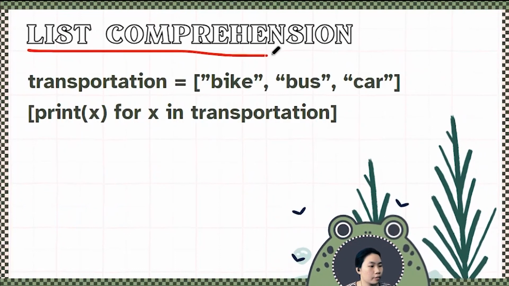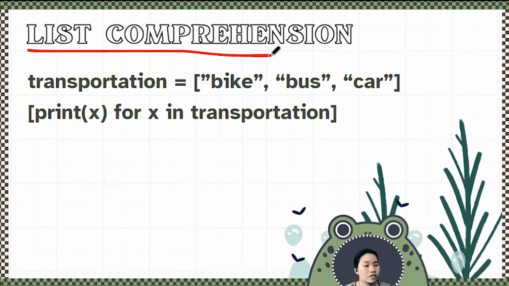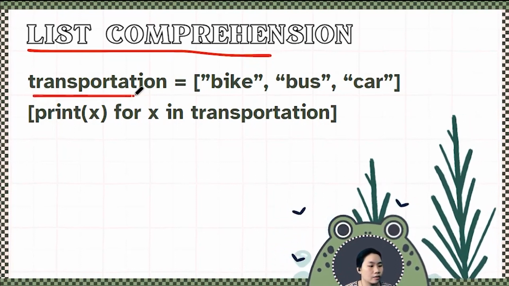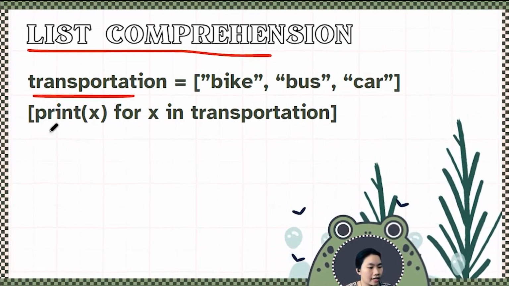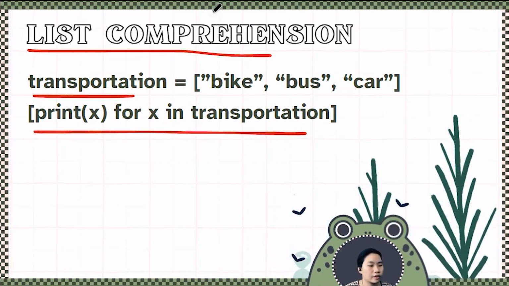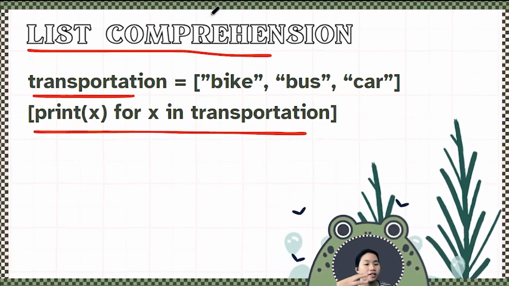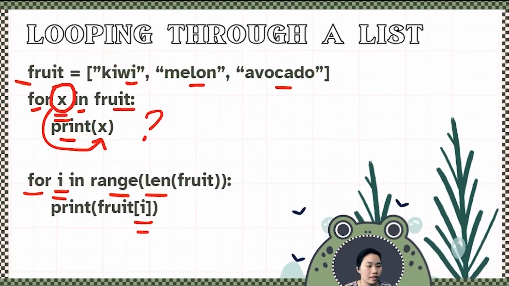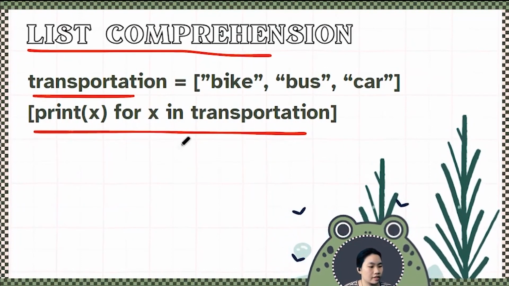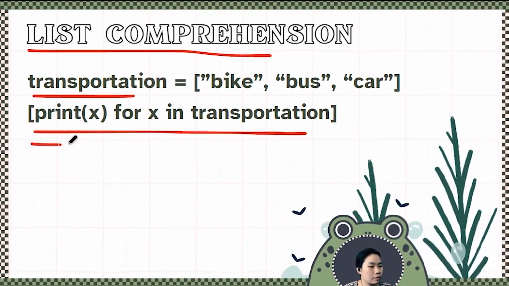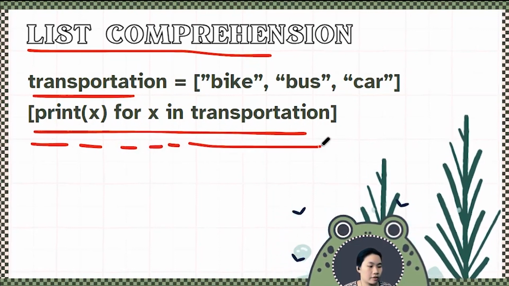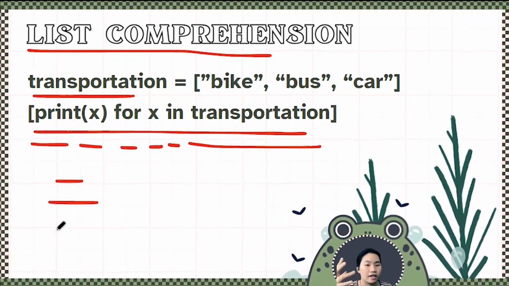That's it. List comprehension. Now this is just a brief introduction to list comprehension. We'll dive deeper into the next lesson. Once again, transportation list, and this is simply a shorthand for a for loop. That's what list comprehension is. It's a shorthand, it's a shortcut to a lot of these methods about printing that you've seen previously, right? And the syntax goes print X for X in transportation, bike, bus, and car.